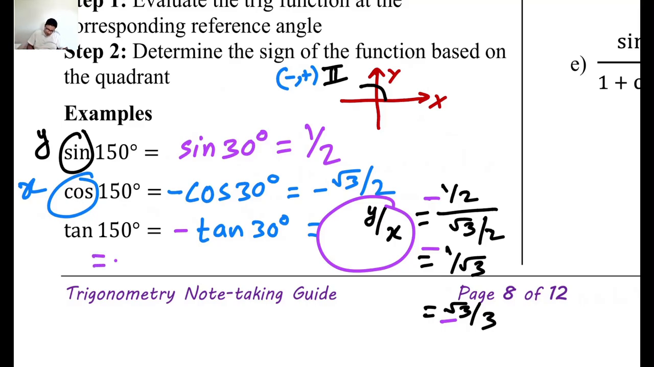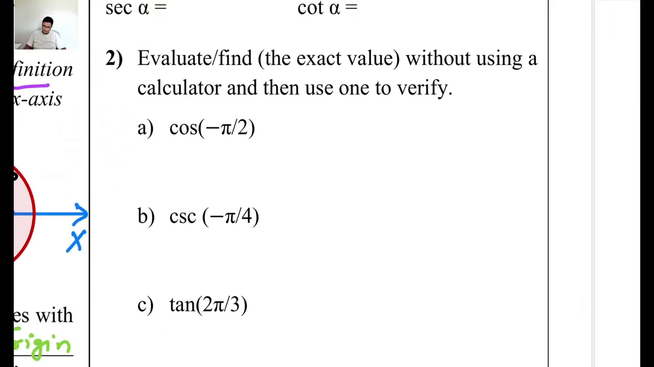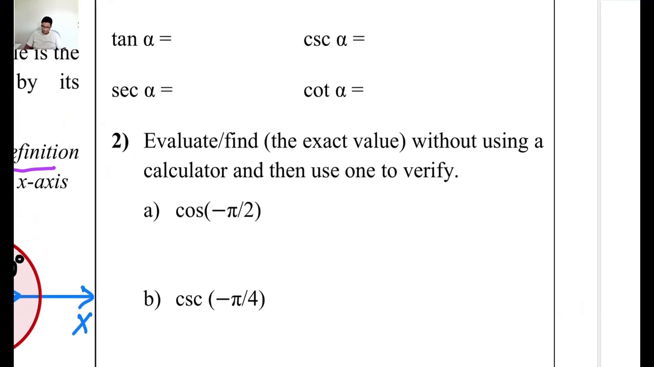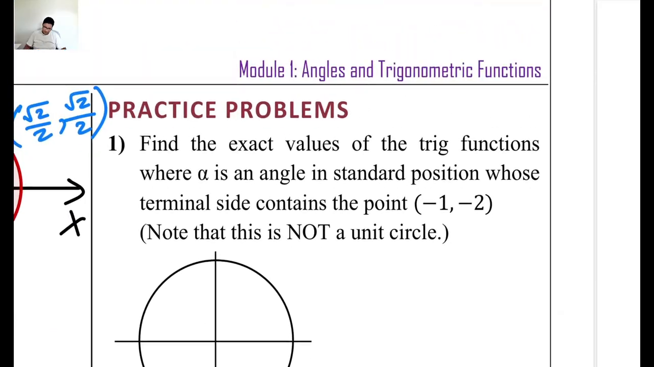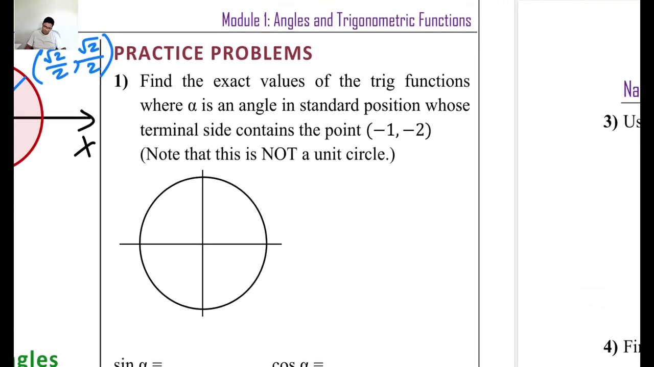I'm going to write that here so I'm not making a mistake. Sign from the quadrant, value from the reference angle. Let us do some practice problems.